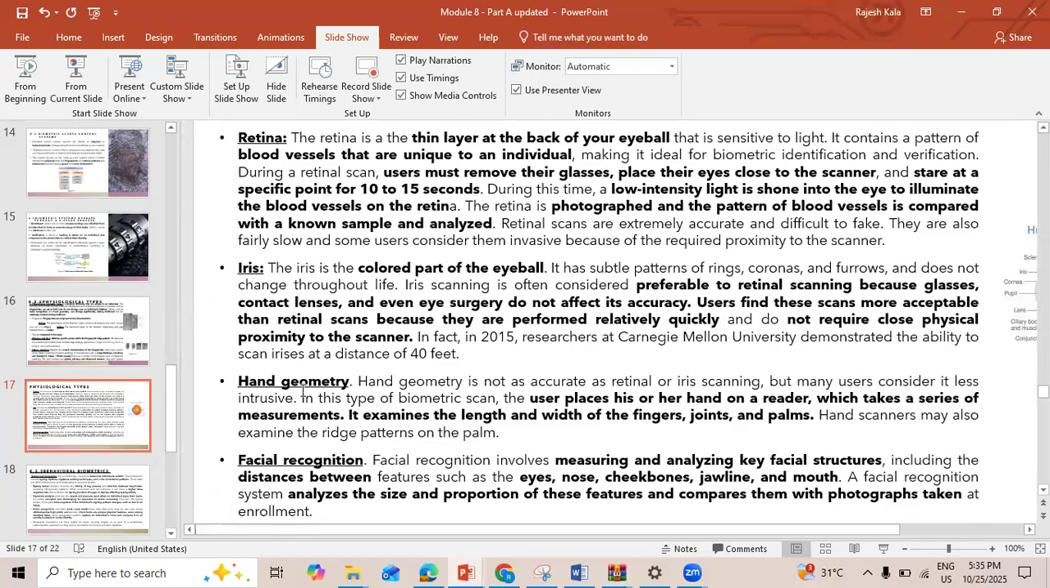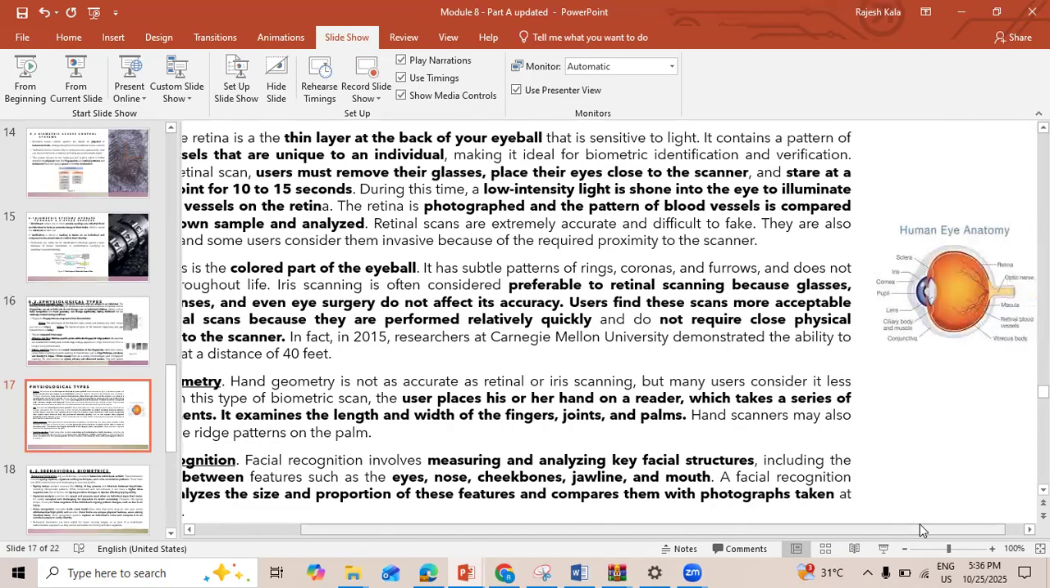Hand geometry means they will scan your hands. The user has to place his hand on a reader. They take a series of measurements, so not only one time. What will they measure? The length and width of your fingers, joints, and palms. All these things they will measure.